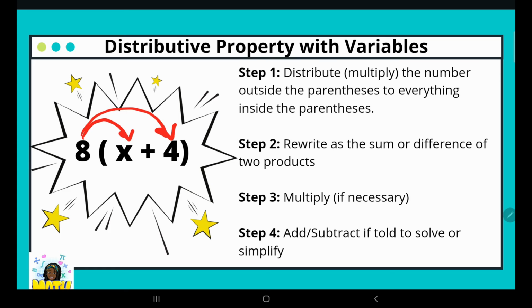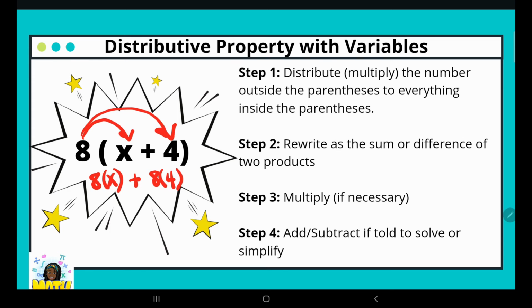Now we're going to rewrite this as the sum. So there's addition here. So it's going to be sum, or difference if it was subtraction. So now I have 8 times x, and I have 8 times 4. So in one of my earlier videos, I talked about using the dot, the big dot, or just parentheses to represent multiplication, because once we start using x to represent a variable, we don't want to confuse ourselves. So whenever you have a number next to a parentheses like this, that denotes multiplication. So this is reading 8 times x plus 8 times 4.